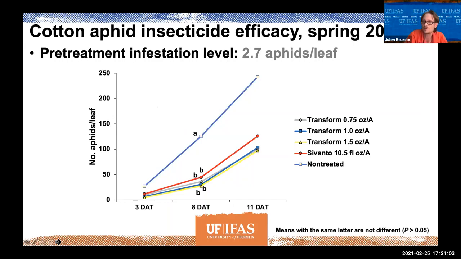In this one, we used Transform again at three rates. What I'm reporting here is slightly different: the number of aphids per leaf, averaged over the topmost leaf and the flag leaf. We looked at 3, 8, and 11 days after treatment. It was a very different situation from the previous year. You can see in the non-treated check, we had infestations that were skyrocketing. We initiated a little bit more than 2 weeks before harvest. But you see that again, Transform did a very good job, or at least as good as Sivanto, reducing those infestations.